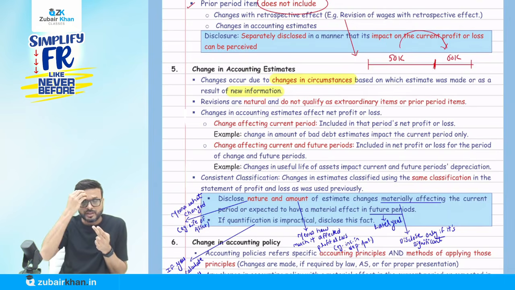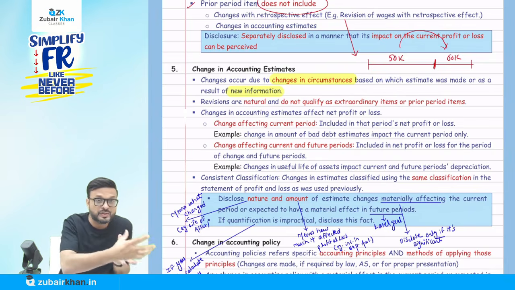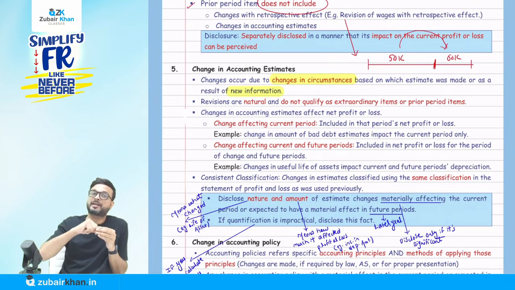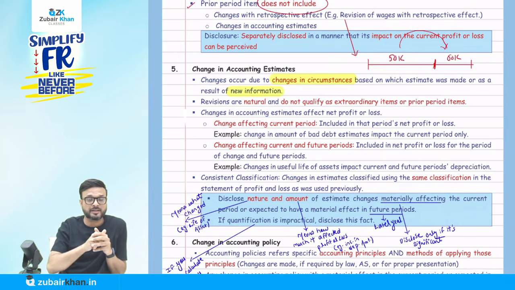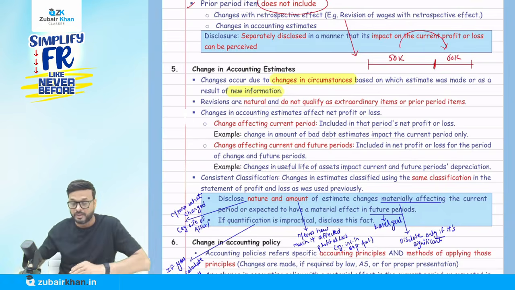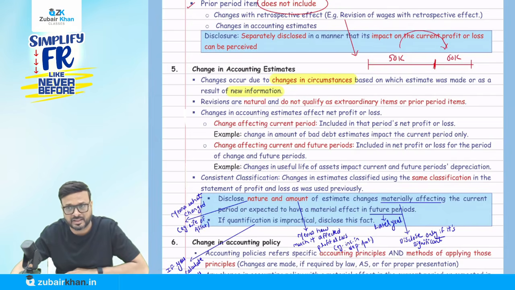Or new information. Initially, I assumed that life should be 10 years. Now an engineer comes, he has specialized knowledge, and says no, the life should not be 10, it should be 12. So new information comes out. Similarly, for a building we assume the life is 20 years. Now the civil engineer or architect comes and says no, the life should be 25 years. So what happened? New information comes, and because of that, my estimate changes.